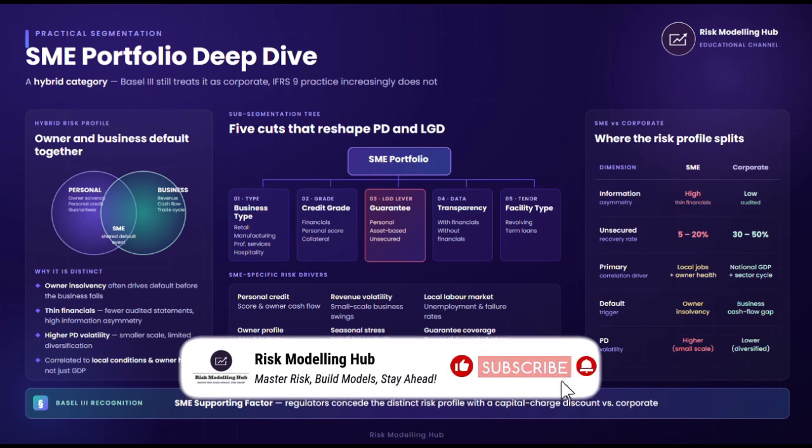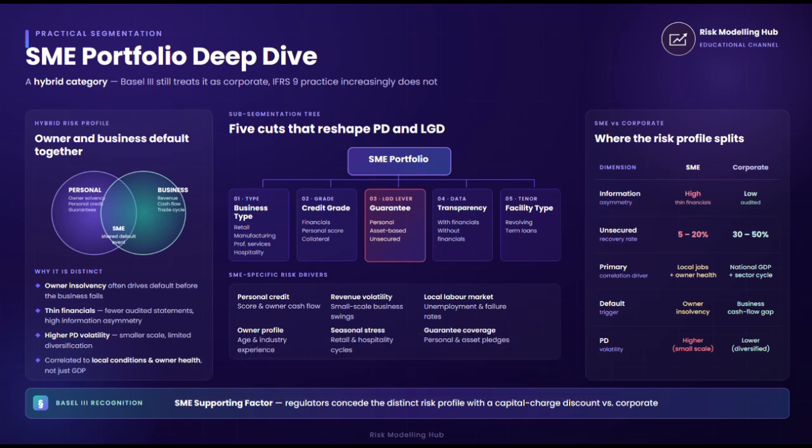So, SME-specific risk drivers: personal credit scores and owner cash flow are paramount. Revenue volatility captures seasonal business swings and economic sensitivity. Local labor market conditions and unemployment rates matter more than the national GDP. Guarantee coverage through personal assets provides the recovery cushion. The risk profile splits. We need to understand, right?